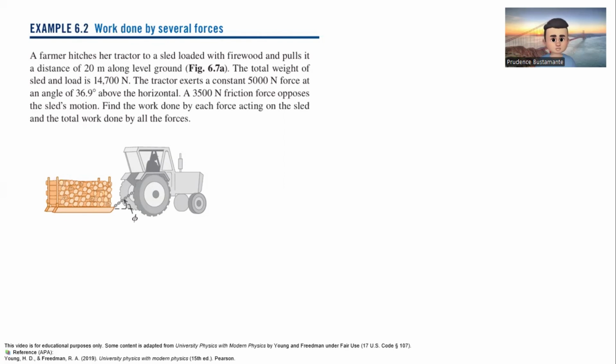So a farmer hitches her tractor to a sled loaded with firewood and pulls it a distance of 10 meters along level ground. This is shown in the figure. The total weight of the sled and load is 14,700 Newton. The tractor exerts a constant 5,000 Newton force at an angle of 36.9 degrees above the horizontal. A 3,500 Newton force opposes the sled's motion. Find the work done by each of the forces acting on the sled and the total work done by all the forces.